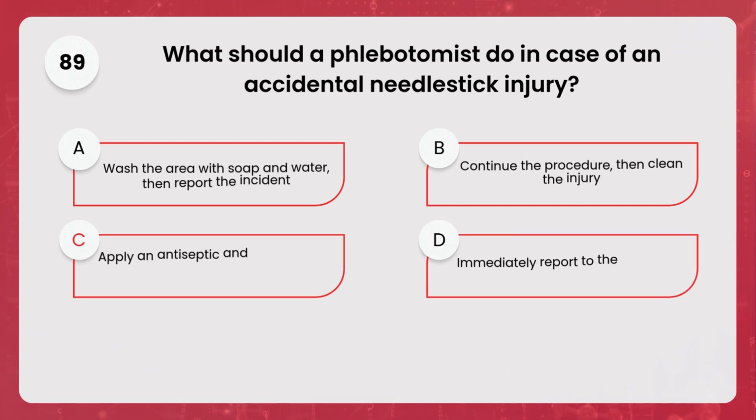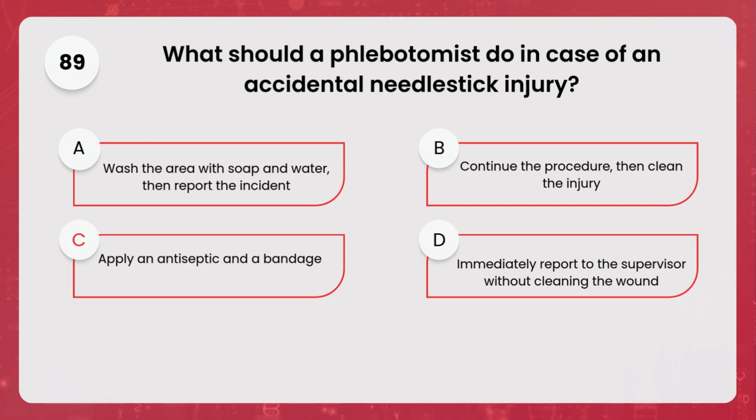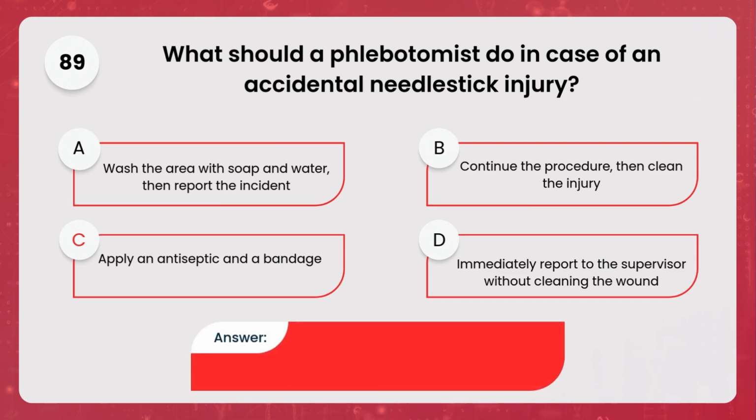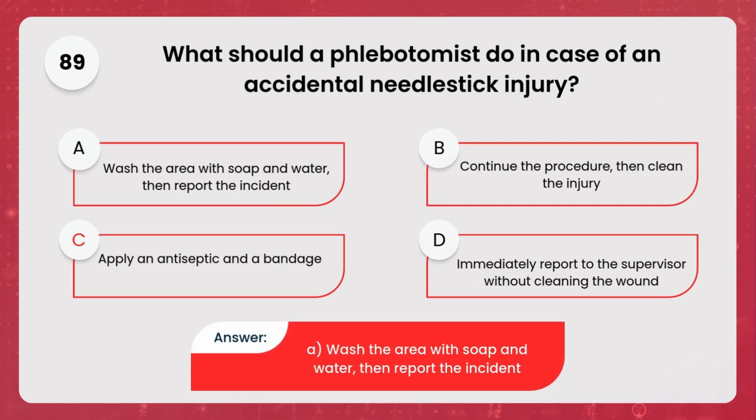Number 89. What should a phlebotomist do in case of an accidental needle stick injury? A. Wash the area with soap and water, then report the incident. B. Continue the procedure, then clean the injury. C. Apply an antiseptic and a bandage. D. Immediately report to the supervisor without cleaning the wound. The answer is A. Wash the area with soap and water, then report the incident.